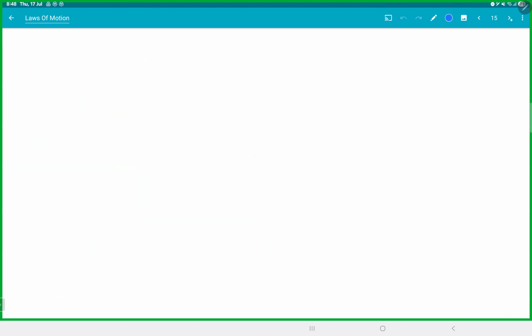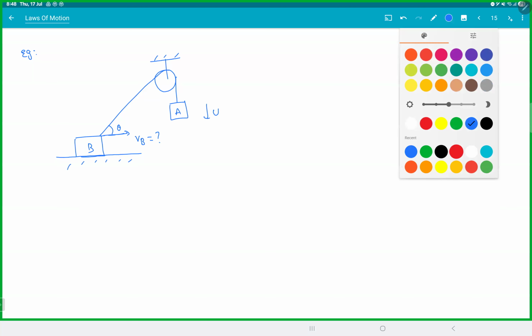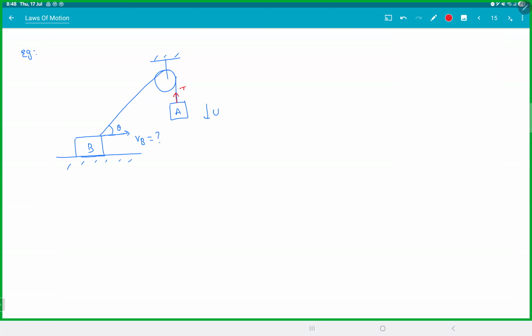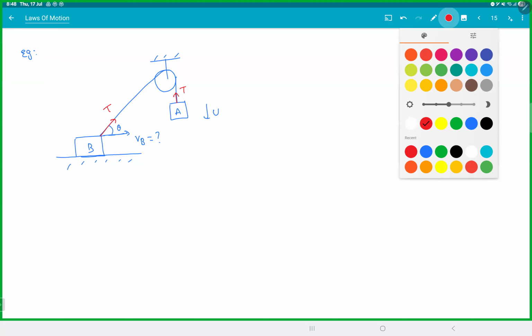Let me take one more example. So these are all the things which we did in method 1. Remember this question, A and B? This is going with U and this is going with VB. The question was find VB. We did all the differentiation and everything. Step 1, find the tension. So T upward, T is pulling here, T is pulling here, the same string. Step 2, assume the velocities U and V are given. Total power must be 0.